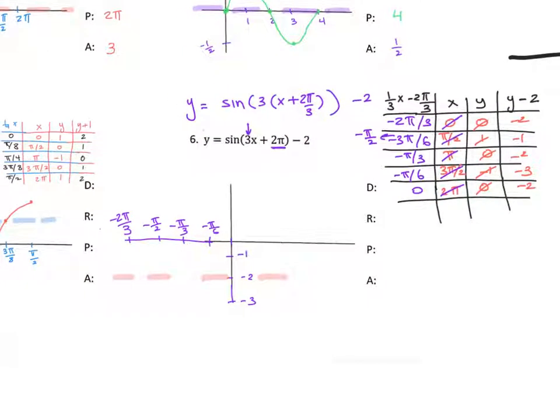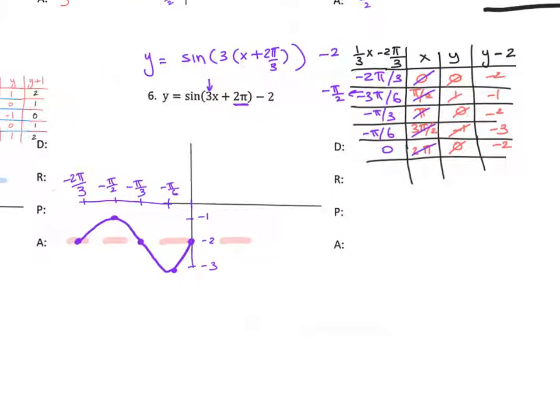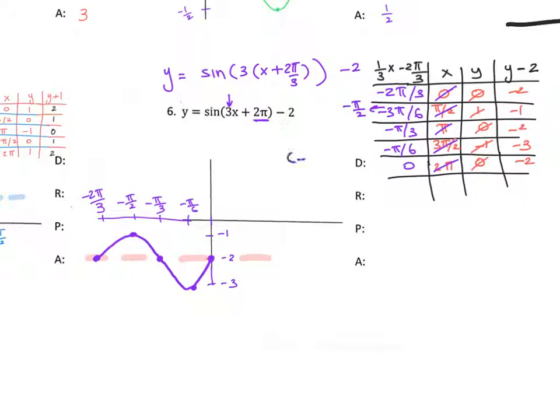So we have -2 pi over 3 and -2. And then we have -5 pi over 2 and -1. And then -5 pi over 3 and -2. And then -5 pi over 6 and -3. And then 0 and -2. So you see the inverted S. And that's how you graph something like this. What's the domain? It's from -infinity to infinity. The range is going to be -3 to -1.